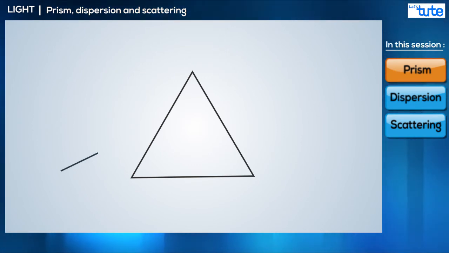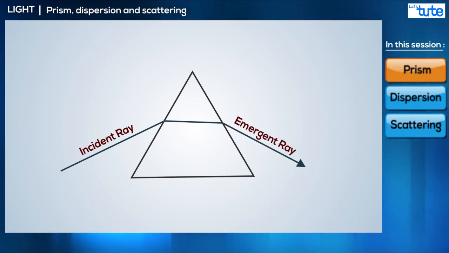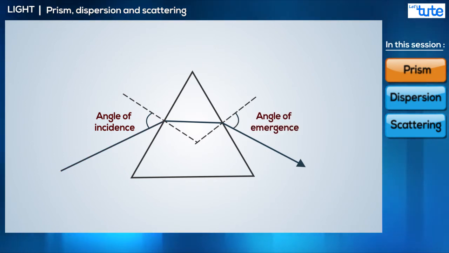Let's look at this ray, incident on one face of the prism. The ray coming in is the incident ray and the ray coming out of the prism is called the emergent ray. We have the angle of incidence, the angle between the normal and the incident ray, and the angle of emergence, the angle between the emergent ray and the normal. Now that we know these terms, let's look at how the prism is refracting light.